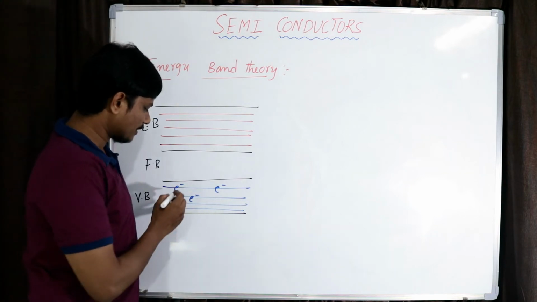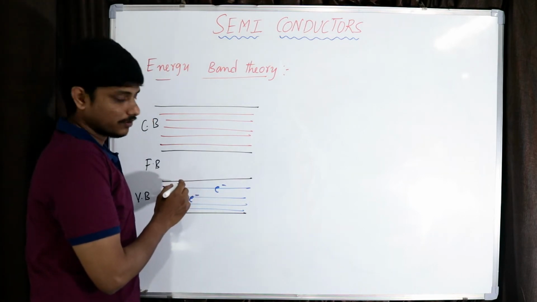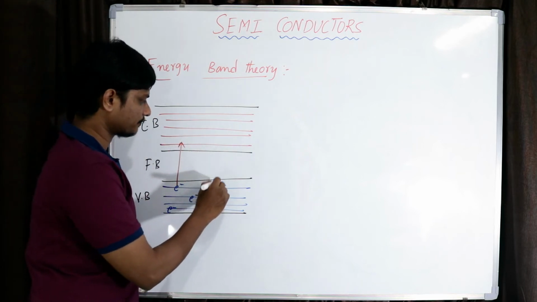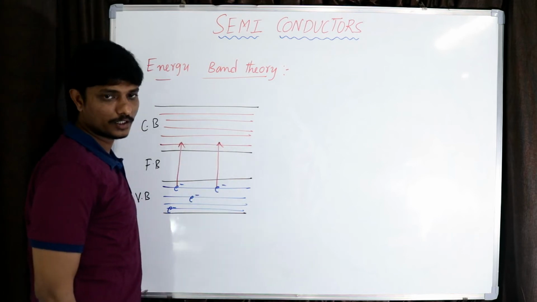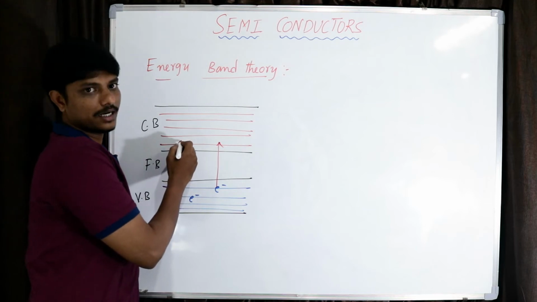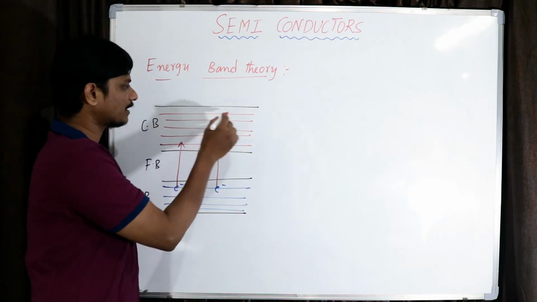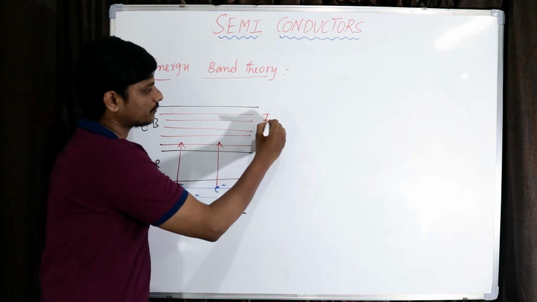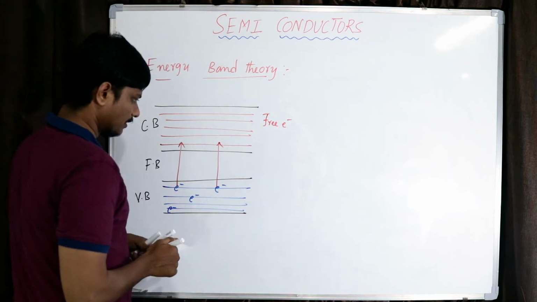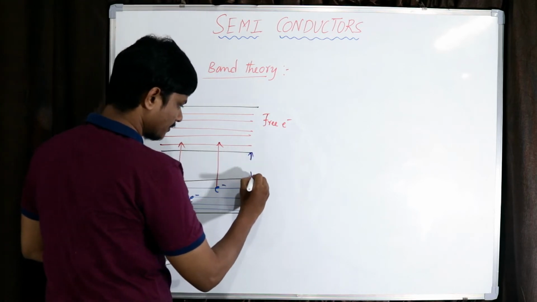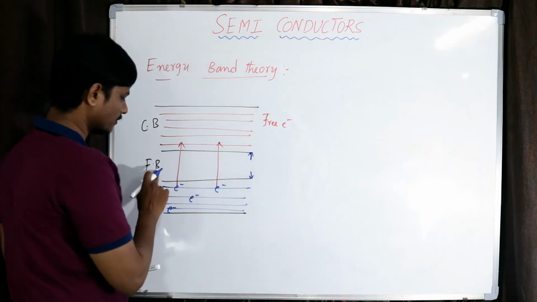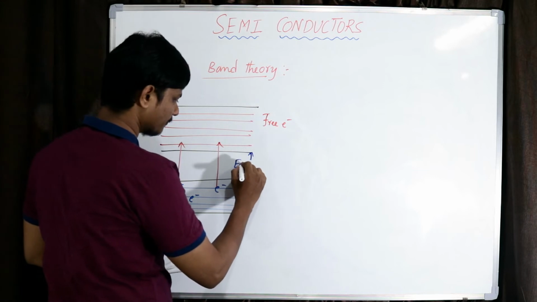So if any electron in the valency band wants to become a free electron, this electron has to go to the conduction band. The electrons from the valency band should shift to the conduction band. So the electrons which are there in the conduction band are considered as free electrons. And the energy gap between the valency band and the conduction band is called the forbidden band, or we also call it the energy gap.